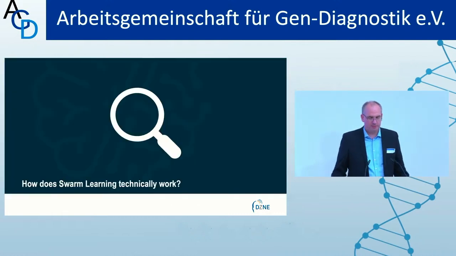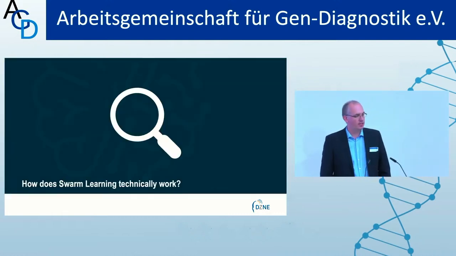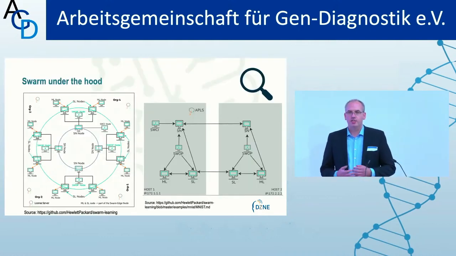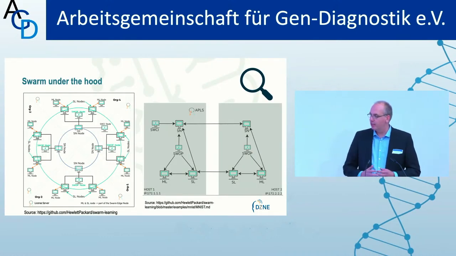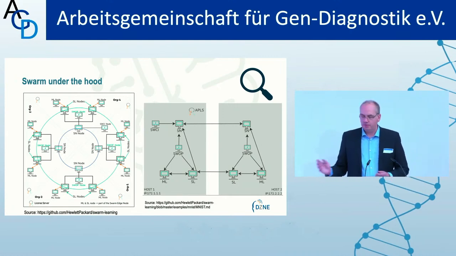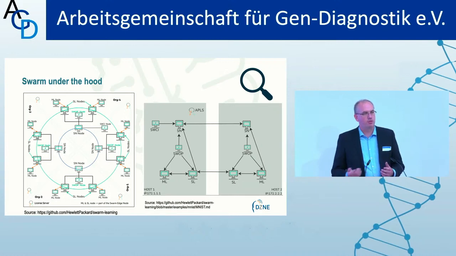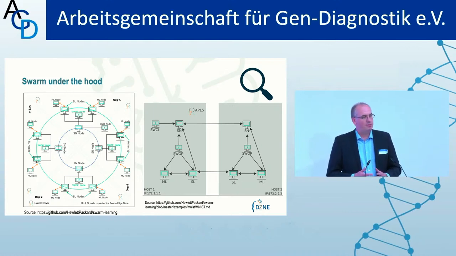But how does this work on the technical side of things? So I did a deep dive into the documentation, and you can see here just two diagrams. On the left, you see a generic description. On the right side, you see a simple experiment with two nodes collaborating in a small example project. And you can see there's a number of nodes involved.